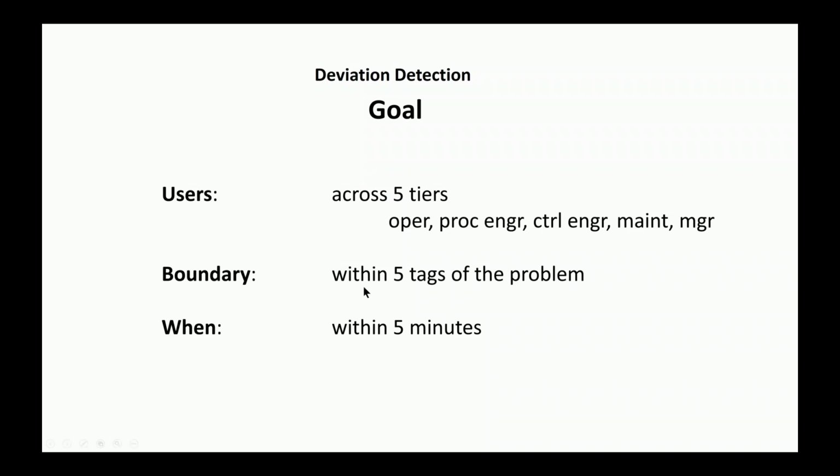The boundary condition should be, this is the goal, within 5 tags of the problem. Hopefully we can say the top 5 in the list, we're going to find the tag that's going to direct us to where we need to go look. Not necessarily exactly what the problem is, but it'll tell us where to look for that problem. And we need to be able to do it in 5 minutes.